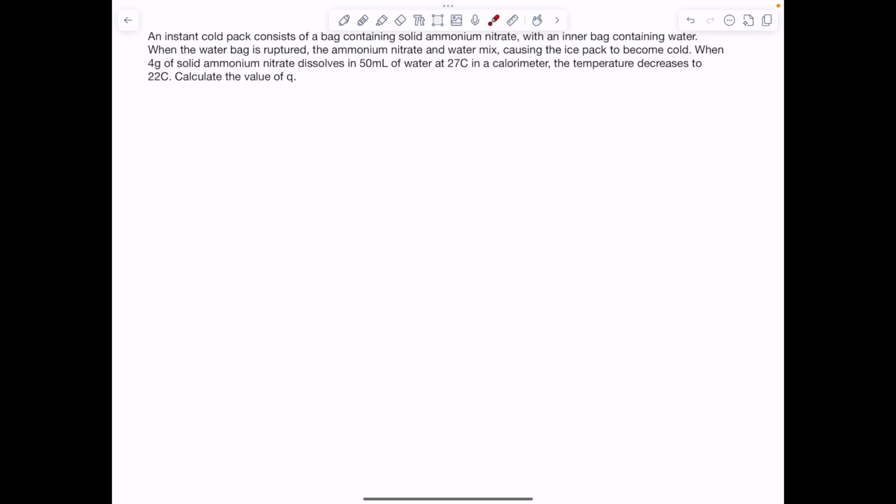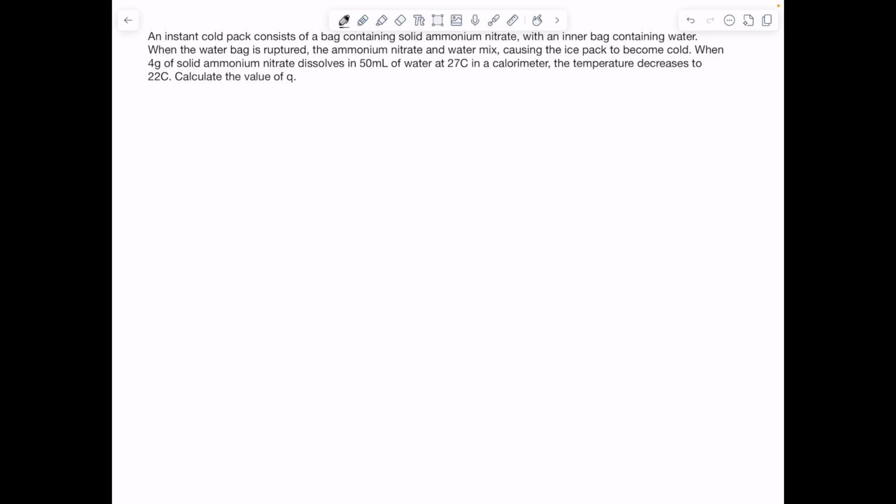Let's approach this question. An instant cold pack consists of a bag containing solid ammonium nitrate with an inner bag containing water. When the water bag is ruptured, the ammonium nitrate and water mix, causing the ice pack to become cold. When 4 grams of solid ammonium nitrate dissolves in 50 milliliters of water at 27 degrees Celsius in a calorimeter, the temperature decreases to 22 degrees Celsius. Calculate the value of Q.